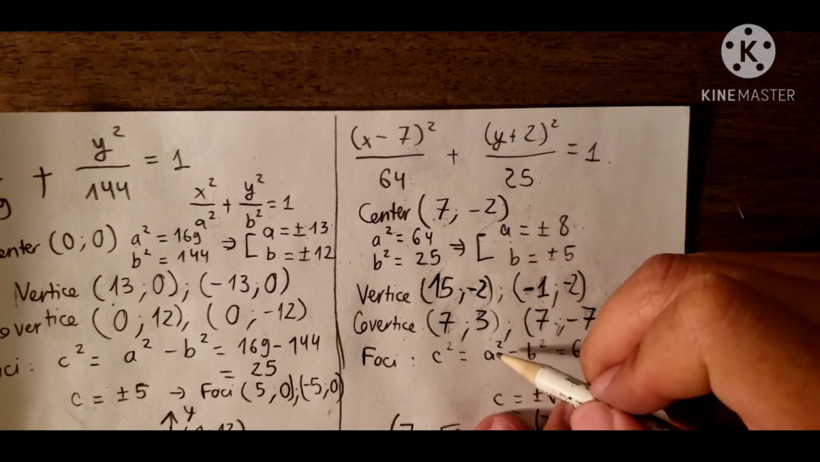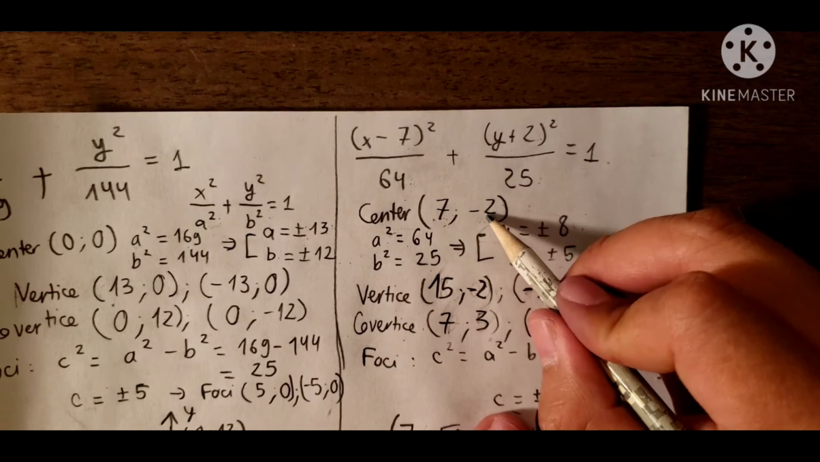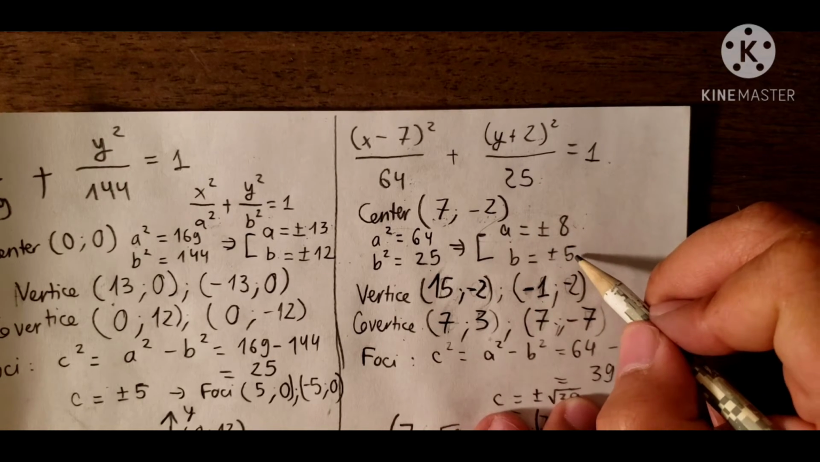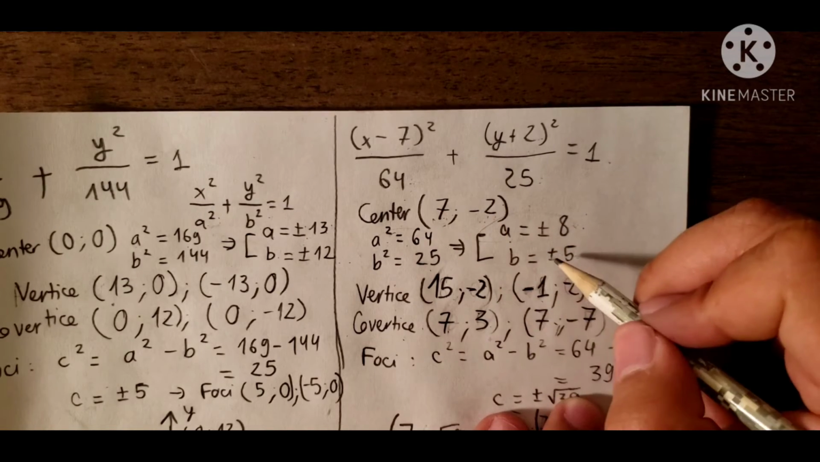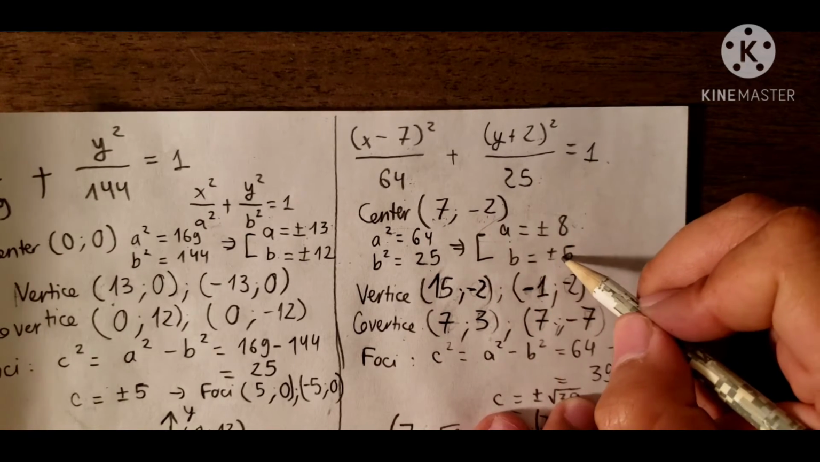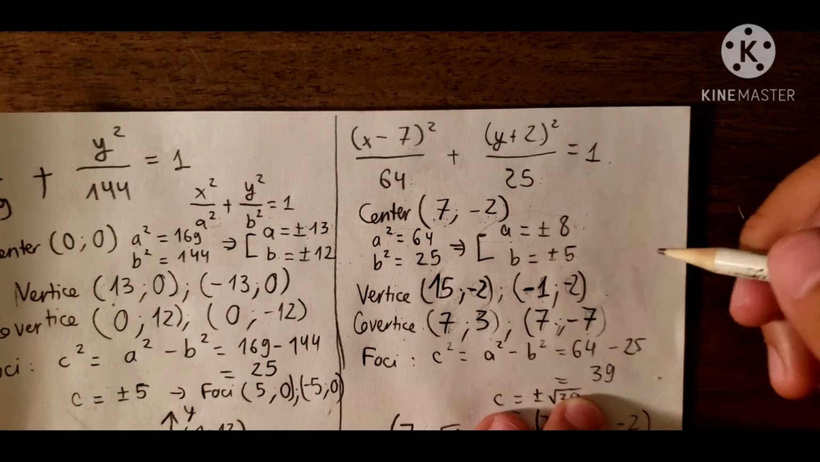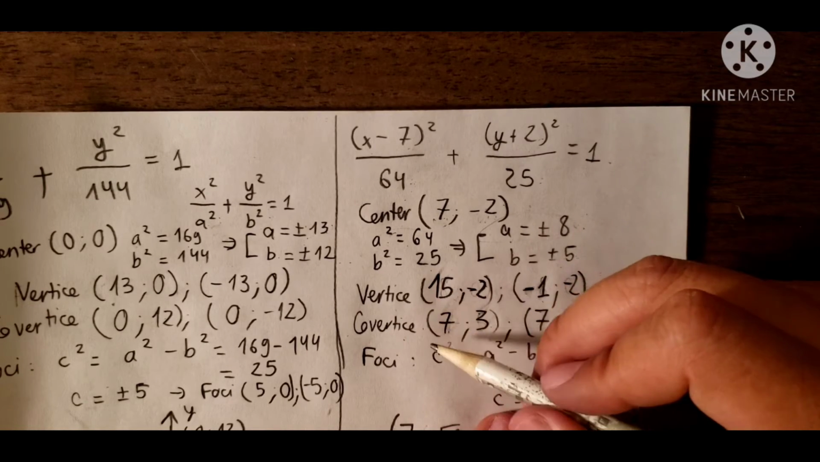And similarly for the co-vertex, we keep the 7 in about x. Now we go to the y. We have the minus 2, and we have the positive 5. 5 minus 2, you got about 3. And minus 2 and minus 5, you got about minus 7. So that we calculate the vertex and co-vertex.